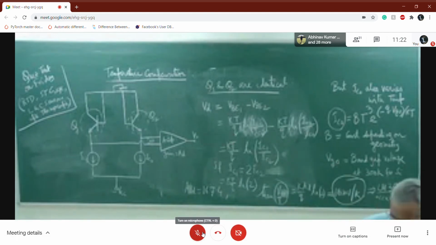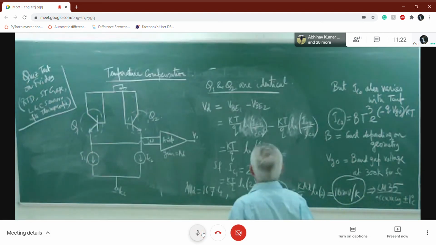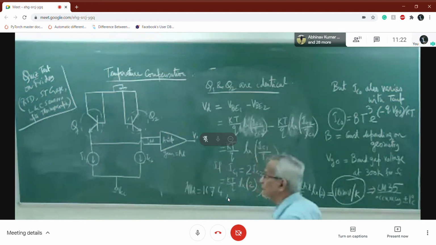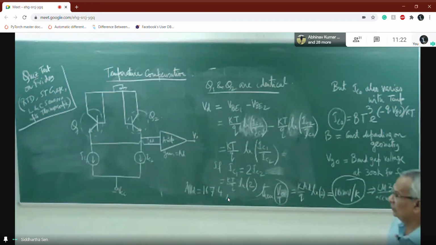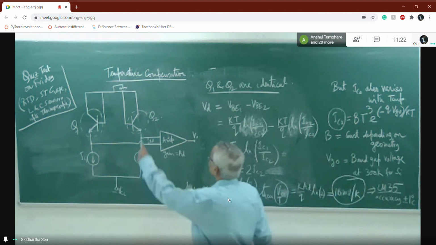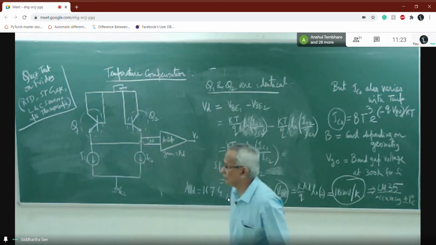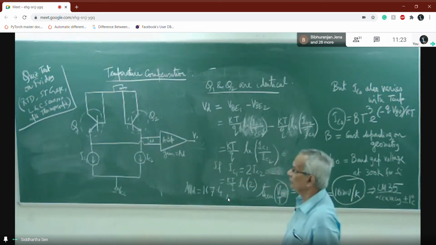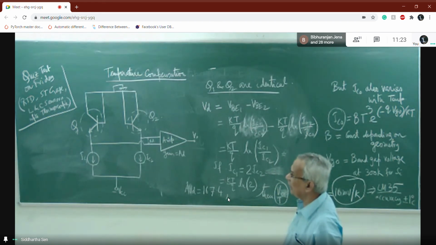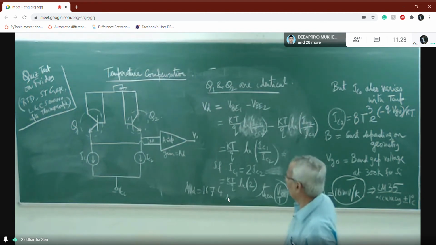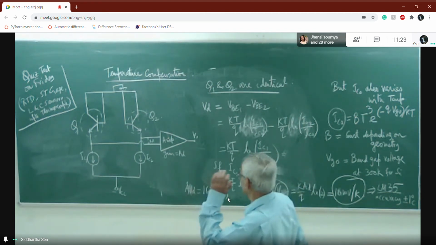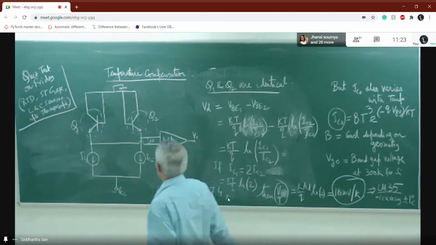Similarly, another type. Sir, I think it should be a PNP transistor, because I have made it, this is ground and this is minus. So then won't it be IE, the emitter currents?